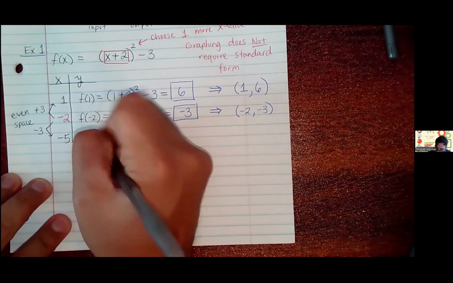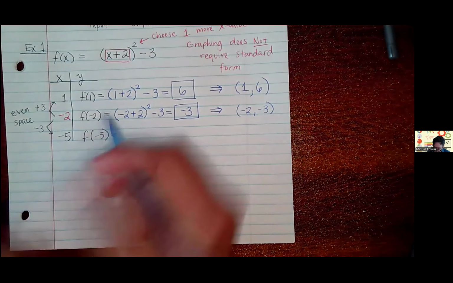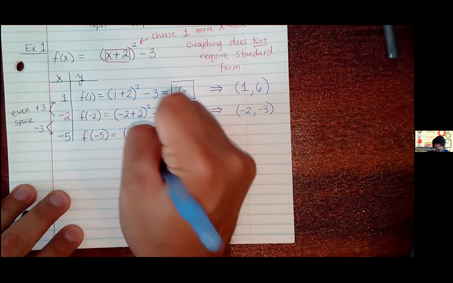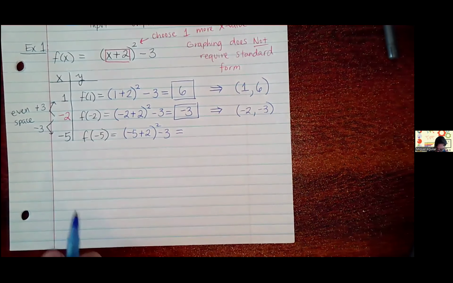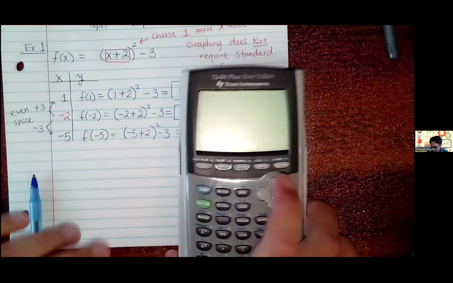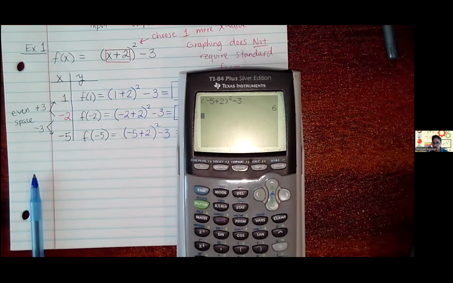So I'm going to go with f of -5, plug that into my function. I get -5 plus 2 squared minus 3. And then we grab the calculator and let that do the work for us because it's been a long day. -5 plus 2 squared minus 3. And I got 6 again.